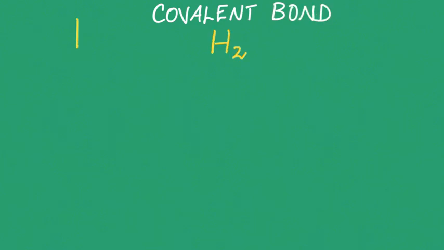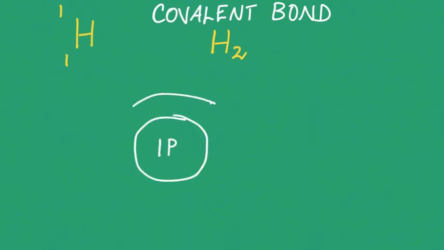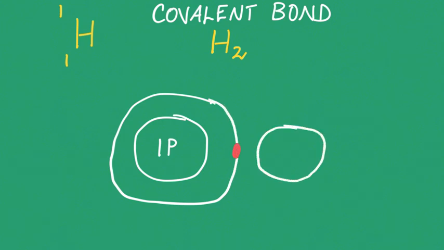Let's have a look at the formation of a covalent bond. A covalent bond is a strong bond and it is formed by sharing electrons between atoms. Let's take a look at hydrogen. Hydrogen has no neutrons. It has only one proton and one electron, and that electron is in the first shell. The first shell is not filled. It needs one more electron to be filled.